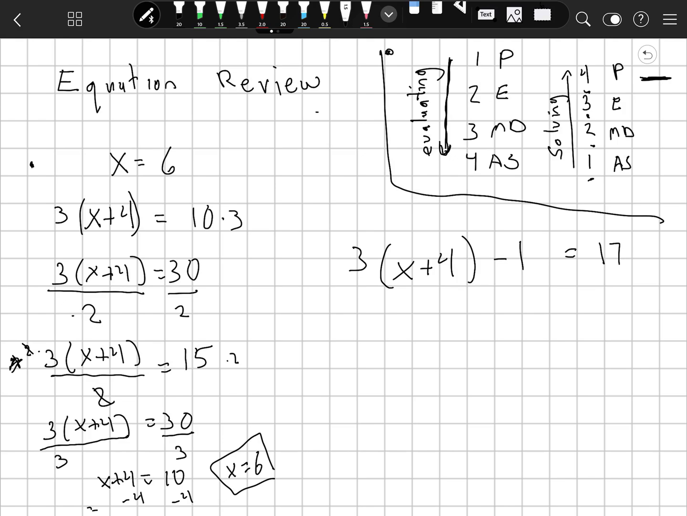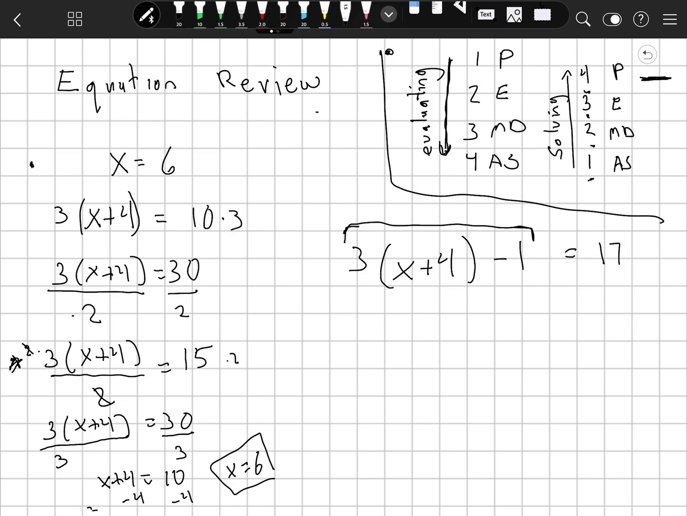Okay, let's take a look at this problem I have on the right here. This 3 times the quantity x plus 4 minus 1 equals 17. What is the very first thing, if we just ignore the 17 for a minute, just look at this expression right here. What is the very first thing that we did to x? Did we multiply by 3, add 4, or subtract 1?